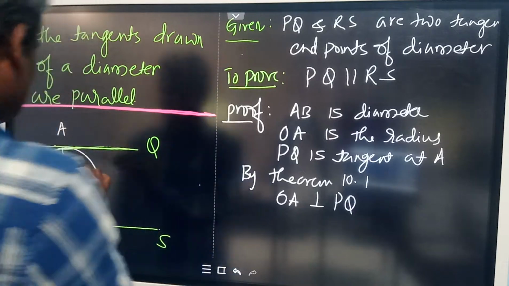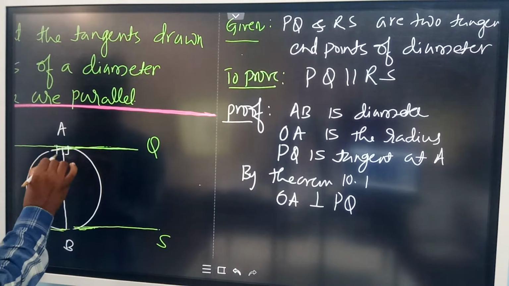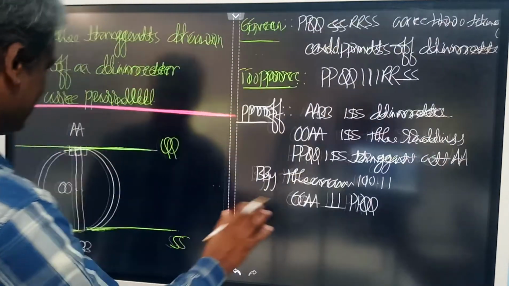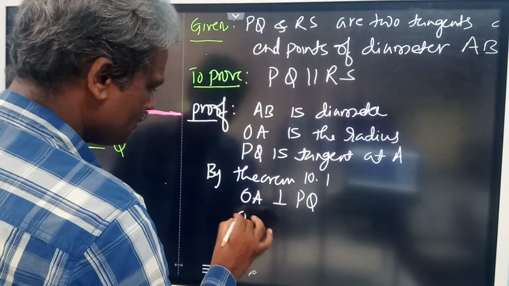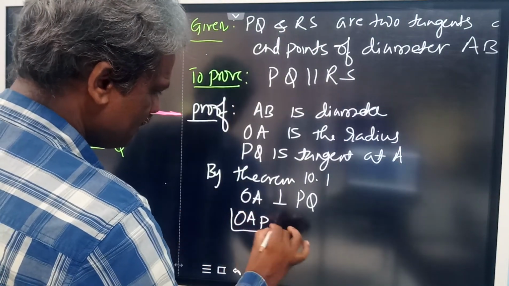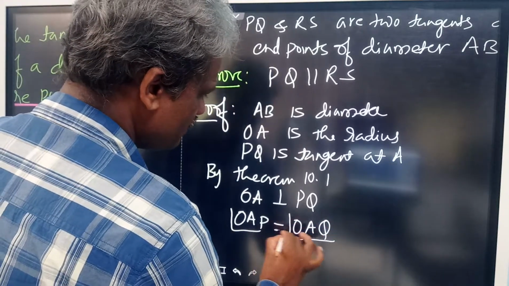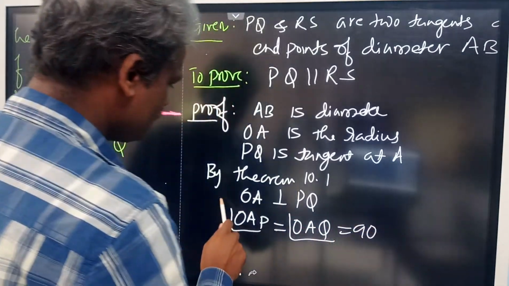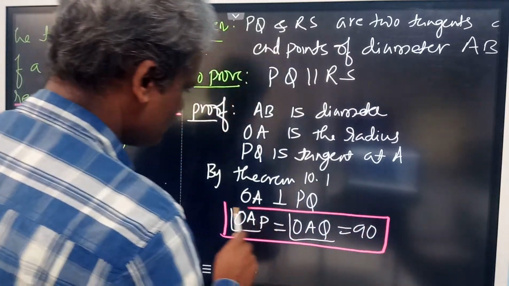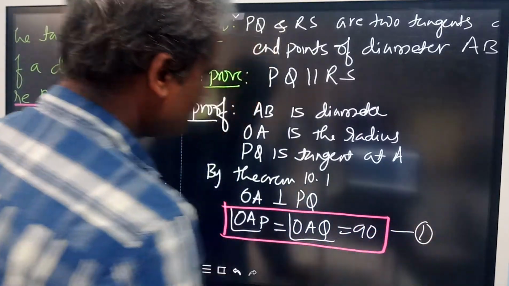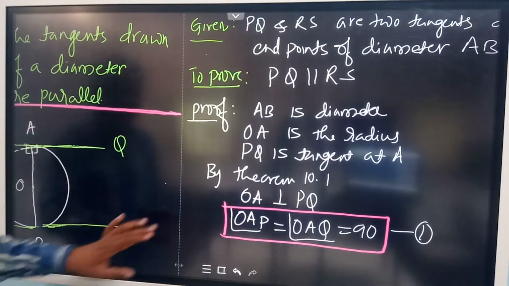So that means if this is perpendicular, this angle and this angle will be 90 degree. I can write angle OAP is equal to angle OAQ. Both are equal to 90 degree. So you can call this as 1. We proved that these two angles measure 90 degree.